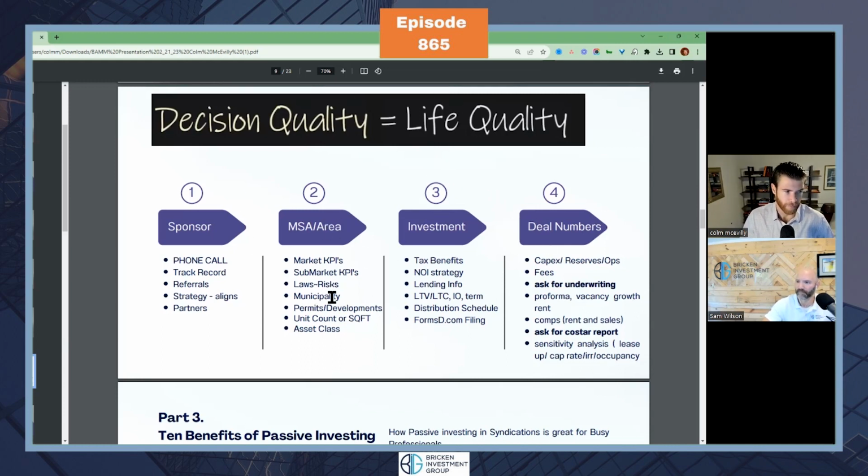I will still look at the MSA and the area and the investment and the deal numbers, because that might be something particular to my needs at the time. Maybe the liquidity timing of the deal is really important to me. So I need to look at this third stage, which is the investment stage.